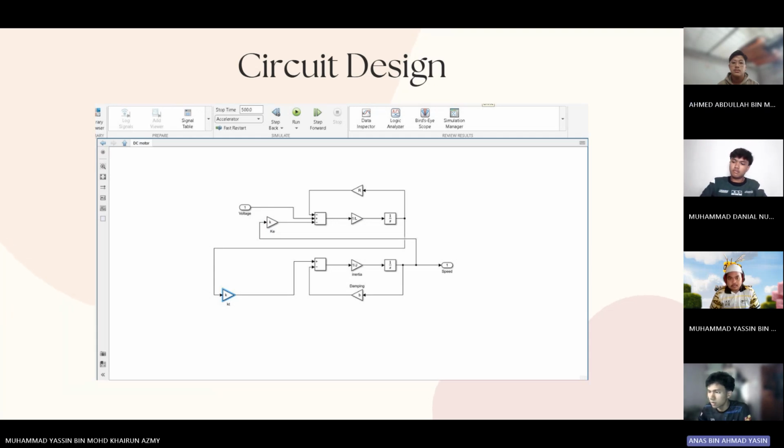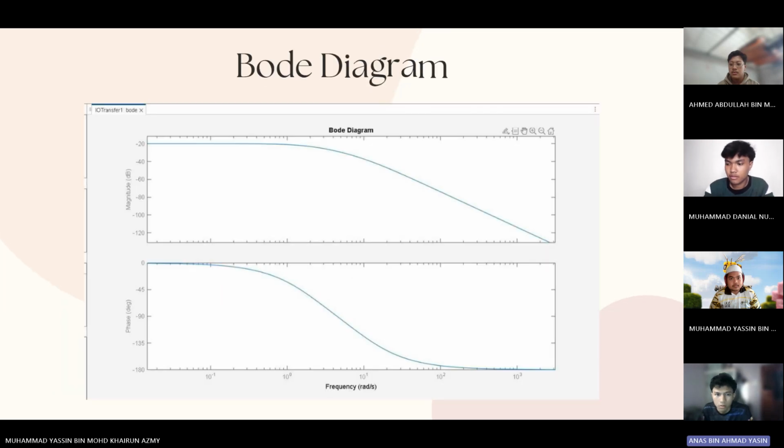Overall, this Simulink model captures the real behavior of a DC motor using first principle equations. It's essential for validating the motor's performance before applying any control, such as PID. And this model is often used inside larger control systems for precise simulation and analysis. And that's all for the circuit design for task 2. And we go to the Bode diagram.